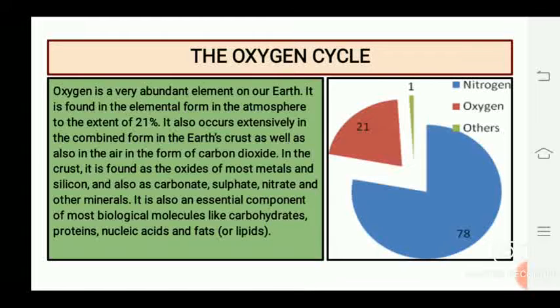Okay. Next major gas after nitrogen. What is present most in the air after nitrogen? Oxygen. It also occurs extensively in the combined form in the earth's crust as well as in the air in the form of carbon dioxide.